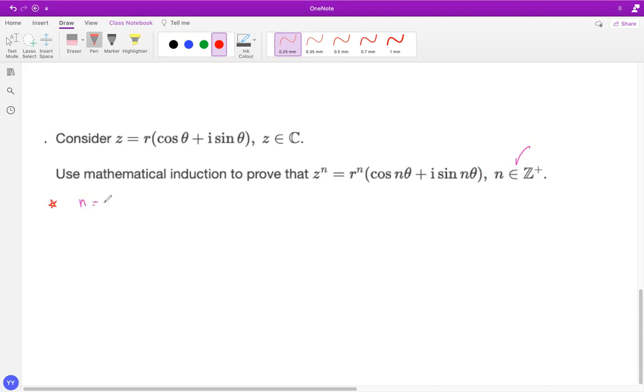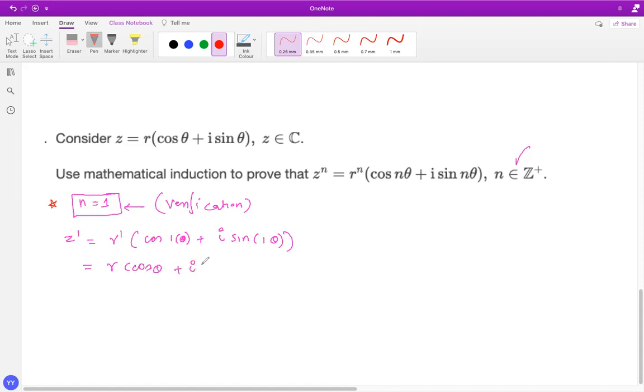So I'm just going to verify for n equals 1, whether my equation verifies for n equals 1 or not. So always remember, this is the first step, which is your verification step. Now, when I put n as 1, z to the power 1 is r to the power 1 cos 1 times theta plus i sine 1 times theta. So what we get is z is r cos theta plus i sine theta. So this is definitely verifying the given condition, that this is true for n equals 1.